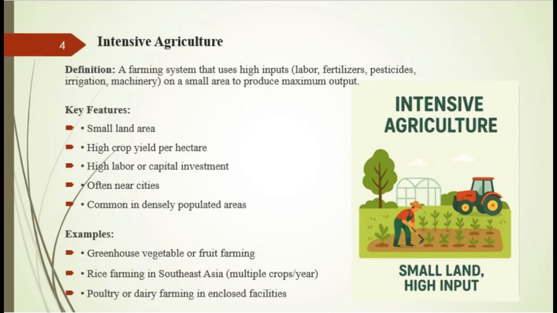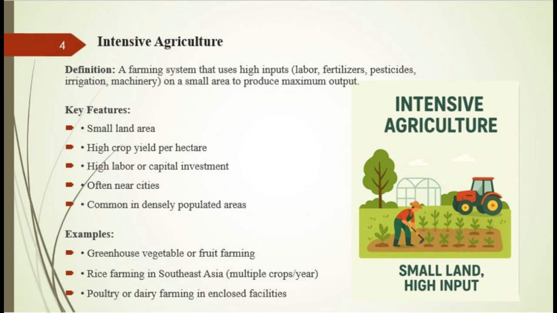1. Small land area. The farmer works on a limited amount of land, but tries to produce as much as possible. 2. High yield per hectare. The production from each hectare is usually very high. 3. High labor and capital investment. It requires more workers, machinery, fertilizers, and technology.